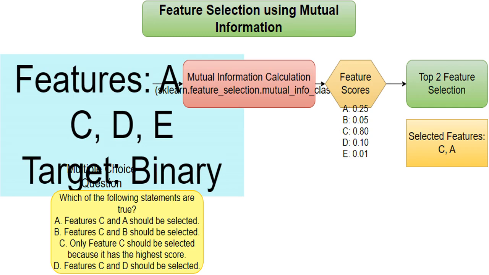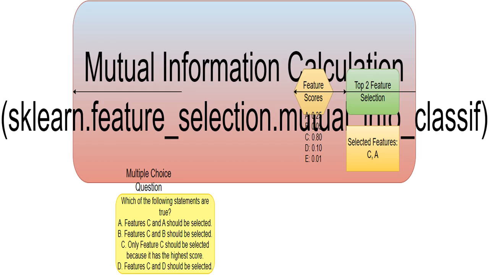I have 5 features A, B, C, D, and A that I'll use to predict a binary target, meaning the target variable can only take on 2 values like 0 or 1. Yes or no. I used a function from the Sklearn library, called mutual_info_classif, to calculate how much information each feature gives me about the target variable. This function tells me how much each feature helps predict my target.